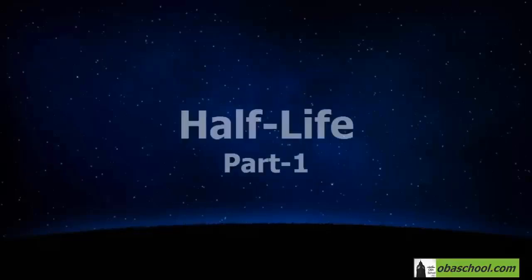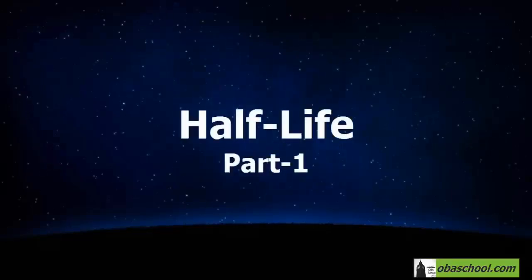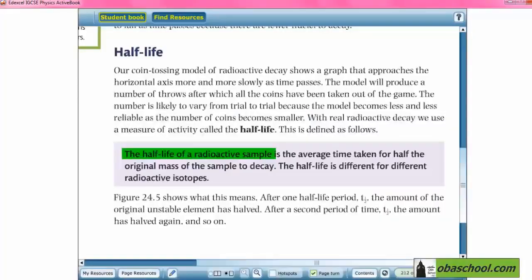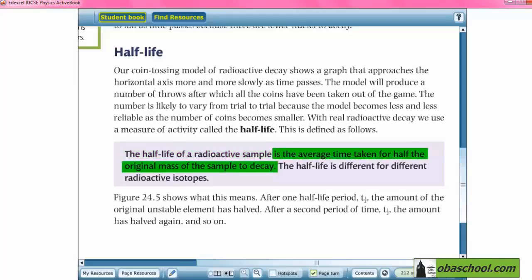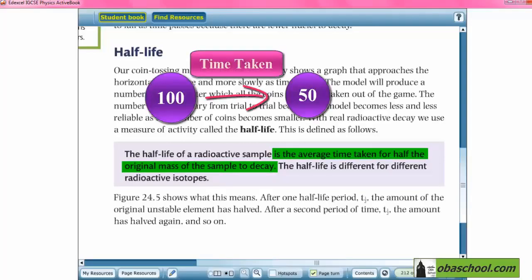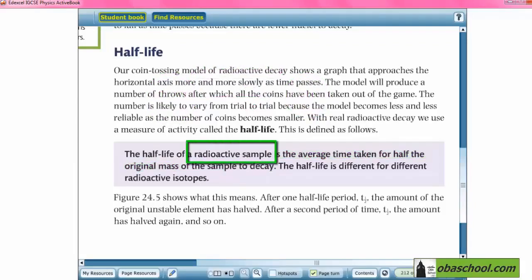In this tutorial, we're going to talk about the half-life. The half-life of a radioactive sample is the average time taken for half the original mass of the sample to decay. So if the time taken to decay is from 100 to 50, this would be the half-life of a radioactive sample.